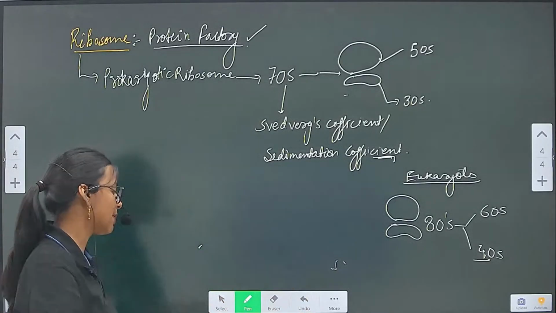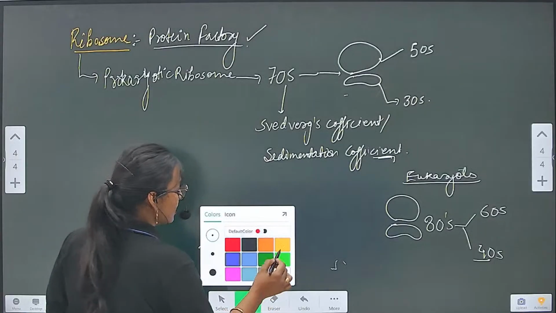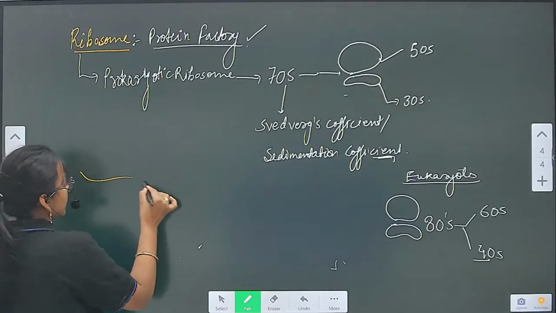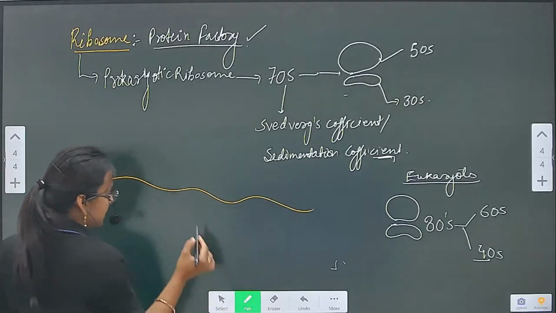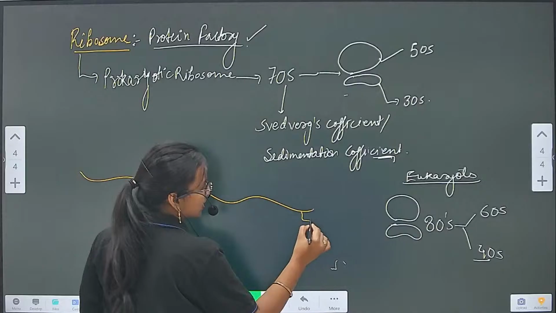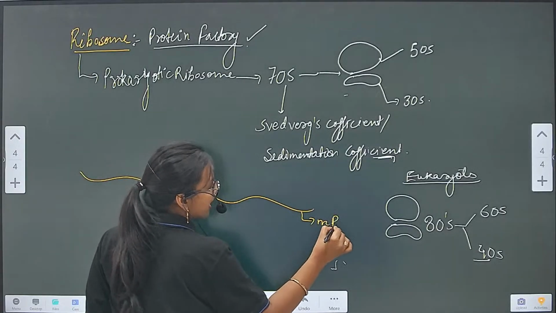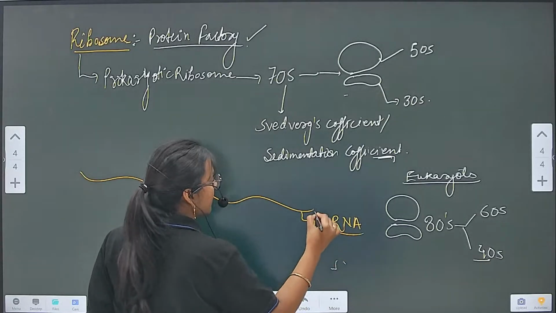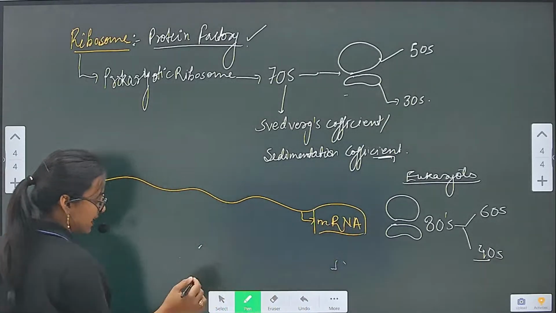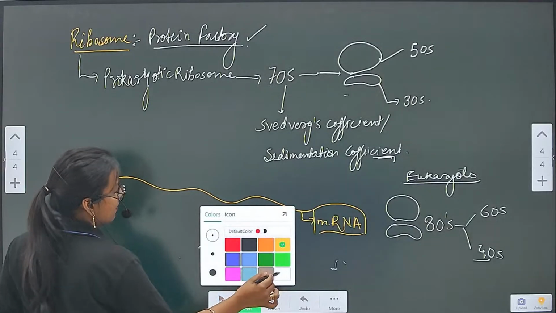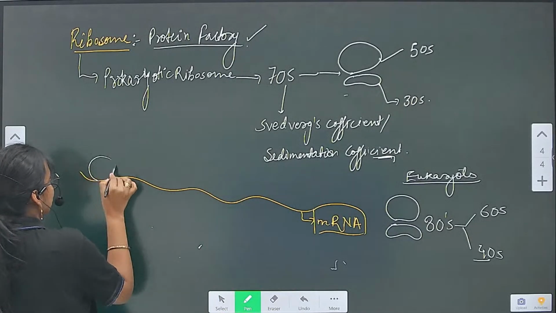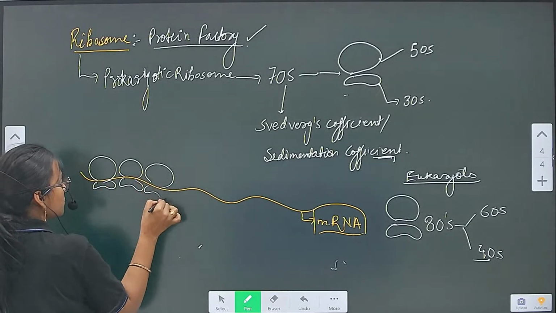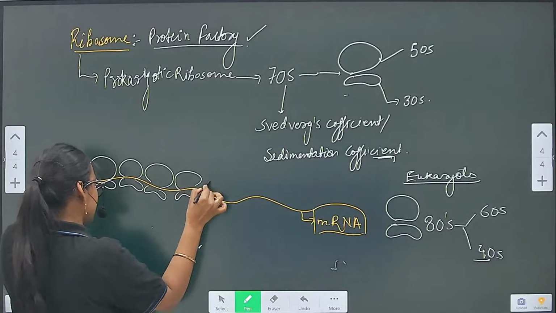So what happens? At the time of protein synthesis, these ribosomes get united on a thread-like structure that is called mRNA. On this mRNA, the ribosomes are attached like this. Multiple ribosomes will be united on the thread-like structure.